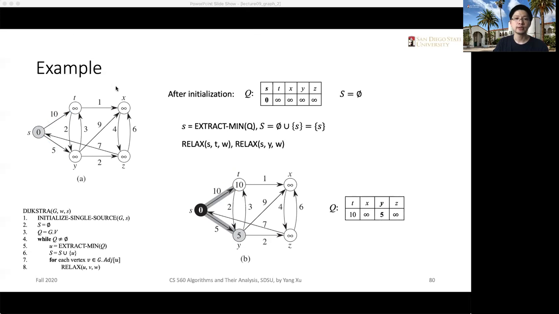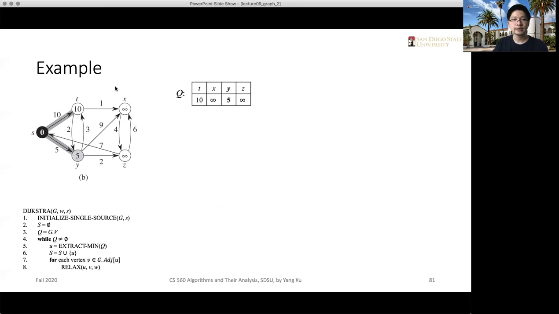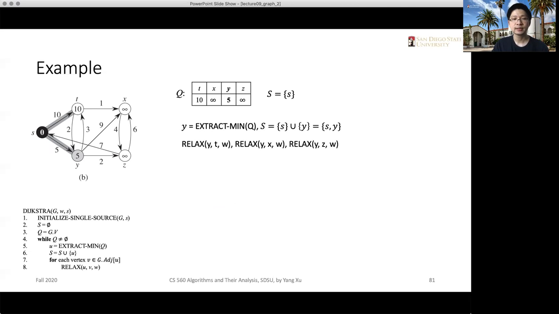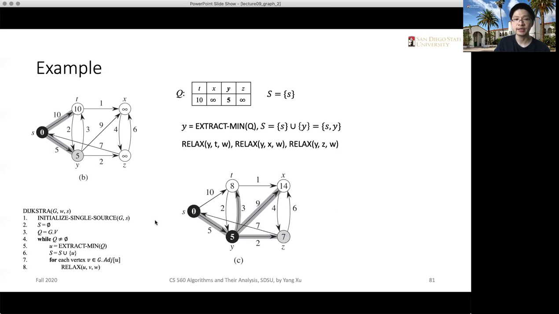Okay, now let's look at the next one. The y will be extracted, right? When we extract y, we need to insert y into S, and we need to relax all the edges that leave y. Okay, so we have edges from y to t, from y to x, and from y to z. So these three edges we need to relax. After relaxing them, we can find that x is no longer infinity and z is no longer infinity. And t is also updated, right? Because the relax operation finds that if we go from s to y and then y to t, the total distance will be 5 plus 3, which is shorter than going directly from s to t. So the pi relationship will be modified. So we don't directly go from s to t. That is a little change here.